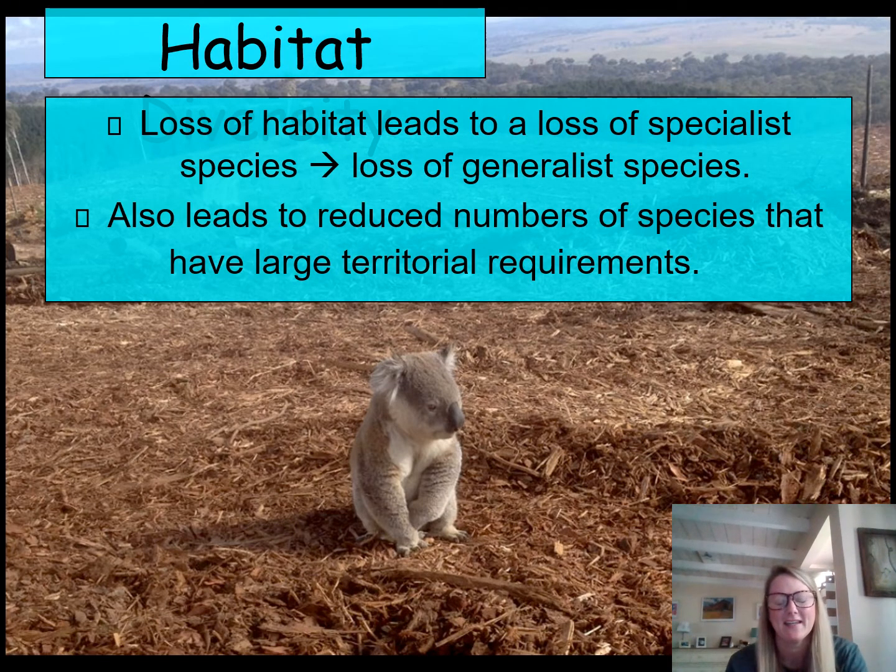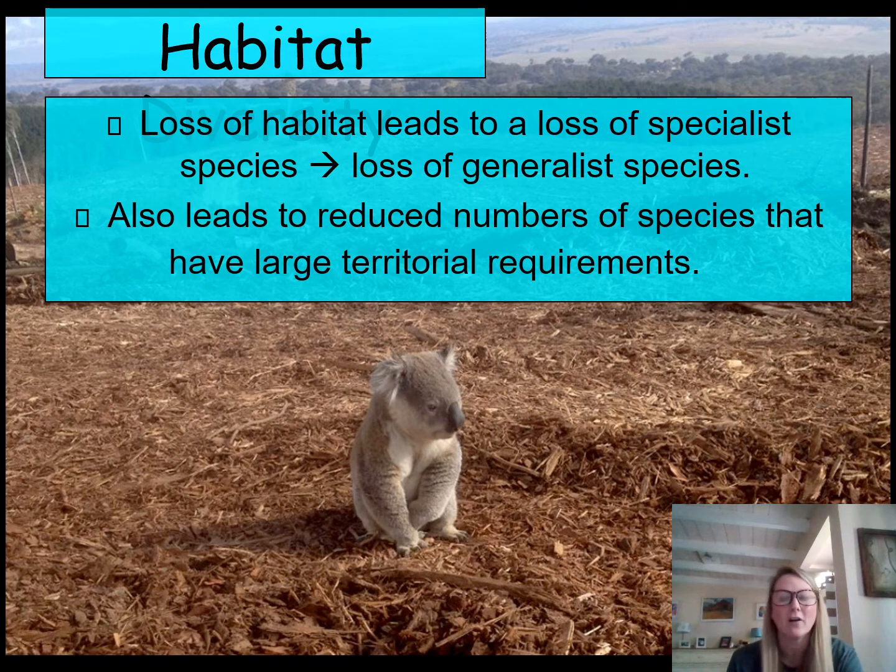Habitat is obviously the organism's home. So if we as humans destroy habitat, that does lead to a loss of species. However, it tends to be the specialists that are the ones that are most affected. Specialist species are ones that require very specific things in order to live in their habitat. For example, koalas are definitely a specialist species because they require eucalyptus, and that's pretty much about it. So if you remove the eucalyptus in the habitat, then of course you're affecting this species.